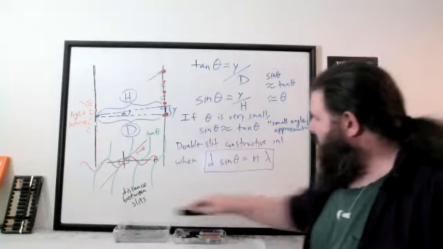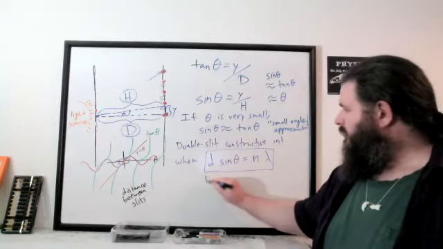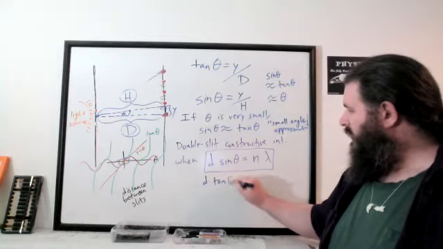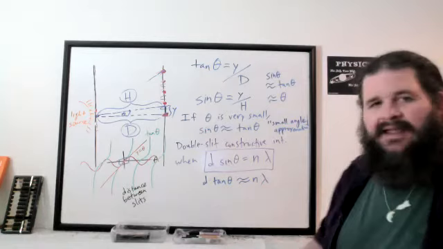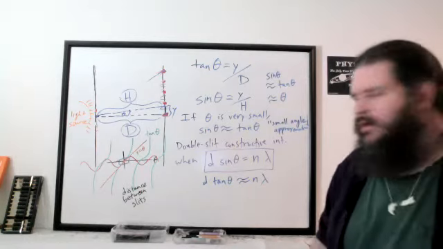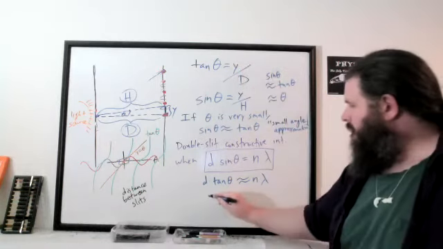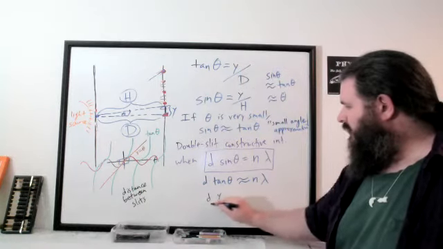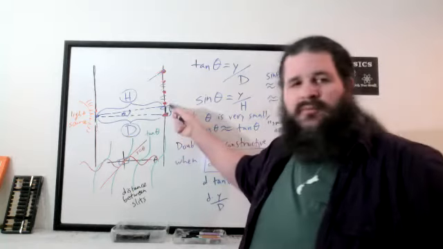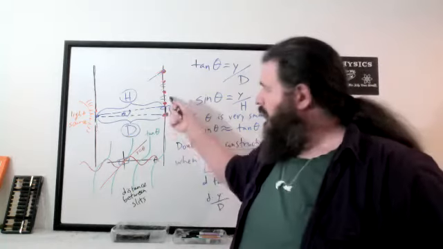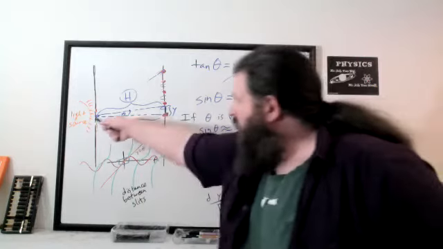In this case, if we make that approximation, we can say d times tangent of theta is approximately n lambda, again, for bright spots, constructive interference. And we know tangent theta can be rewritten as y over D, specifically y over big D, y being the vertical height from the central bright spot to the other bright spot we're considering, and big D being the distance from the slits to the wall.